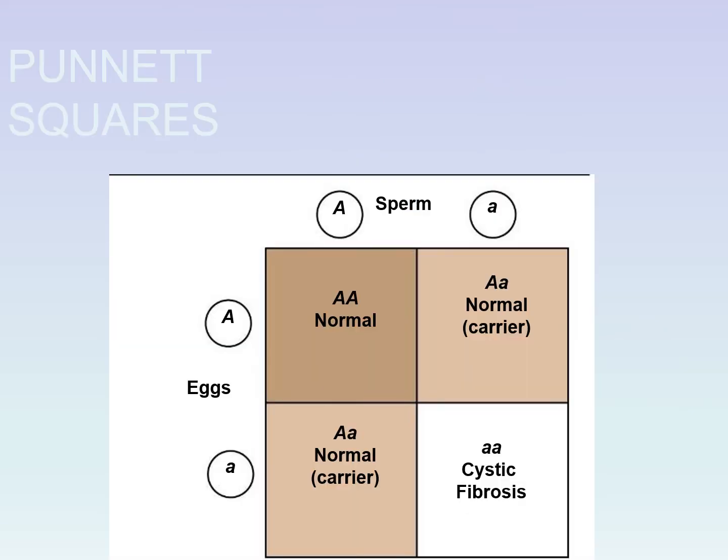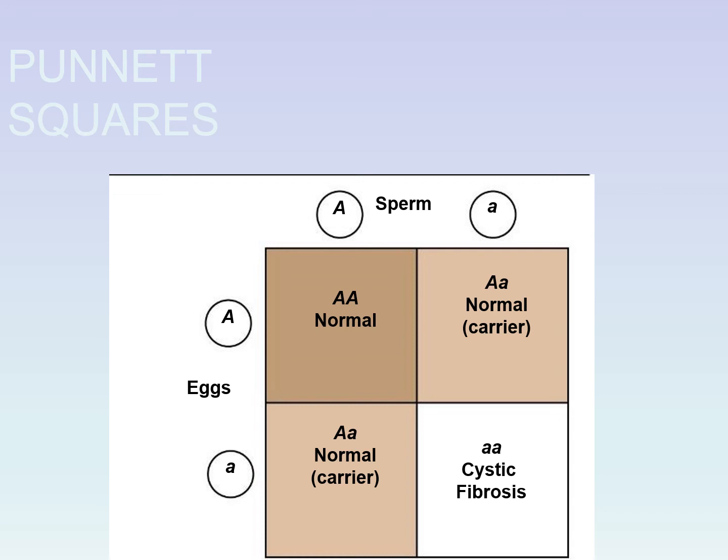Punnett squares. I have another PowerPoint in which I work a bunch of Punnett squares. In this slide, I'm just going to define them. So the first thing to know is that Punnett squares show the probability of offspring. They don't show you what you get. They show you what you can get, what you might get, possibilities. And then probabilities can be calculated. They will be calculated in the lab.